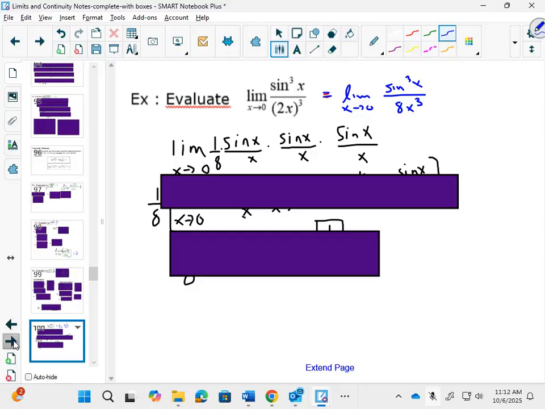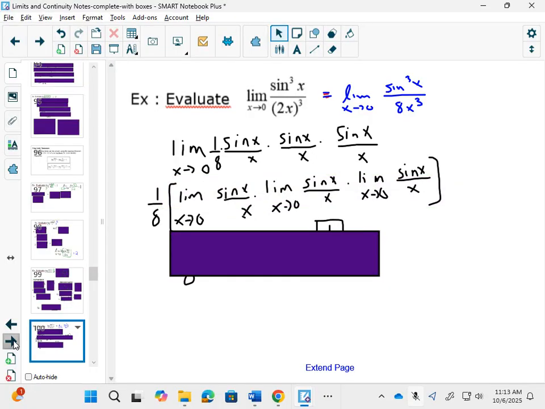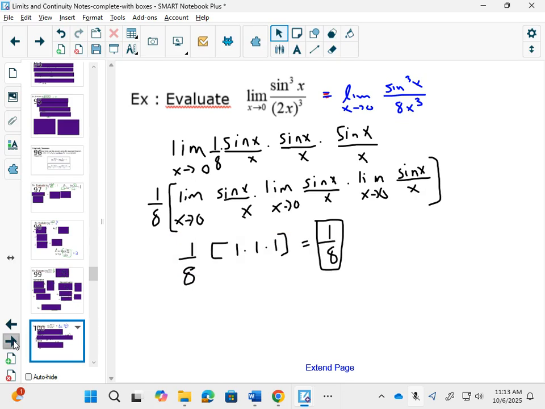And I can break that up to the 1 over 8 out in front, then 1 sine x over x, another sine x over x, another sine x over x. And our properties of limits say I can bring the 1/8 out in front and then do each of these limits separately, which they're all equal to 1. And I get 1/8 in the end.